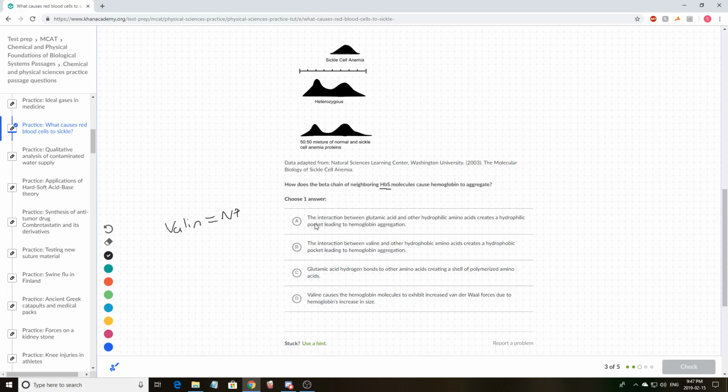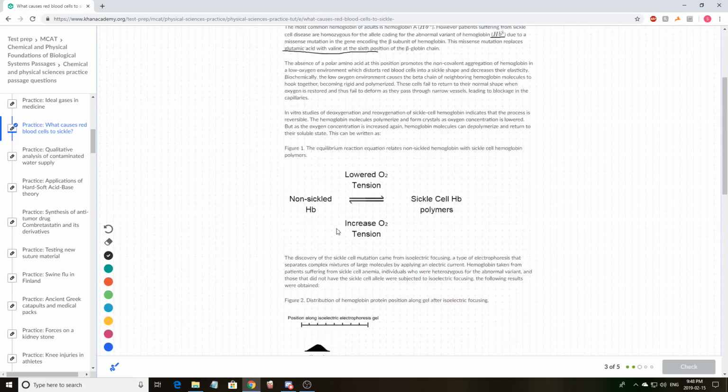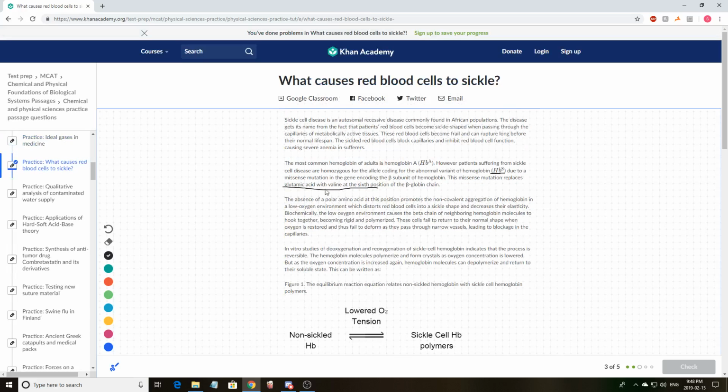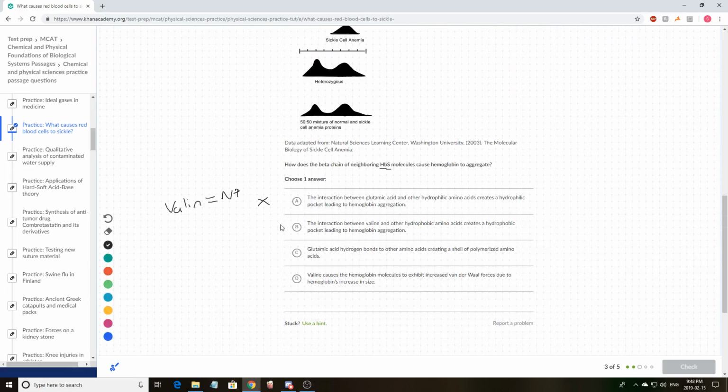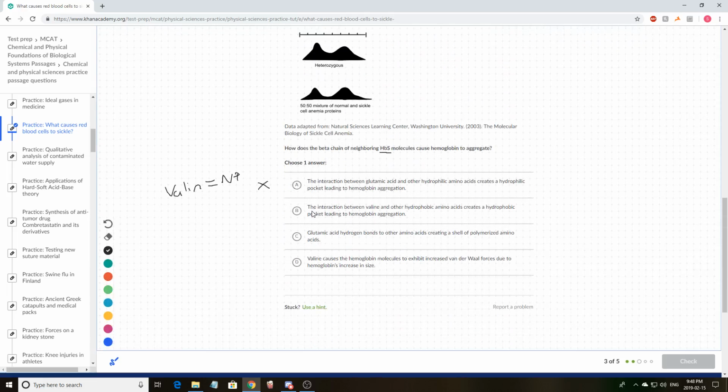So the option choices are: the interaction between glutamic acid and other hydrophilic amino acids create a hydrophilic pocket leading to hemoglobin aggregation. Well, we know this can't be true because HBS molecules don't even have a glutamic acid. As the question stated, HBS variants have the glutamic acid replaced with a valine. So we know this isn't right. Option B states, the interaction between valine and other hydrophobic amino acids create a hydrophobic pocket leading to hemoglobin aggregation. So this sounds accurate. Glutamic acid hydrogen bonds to other amino acids. Well, again, we know just based on the fact that this option states glutamic acid that it's incorrect.